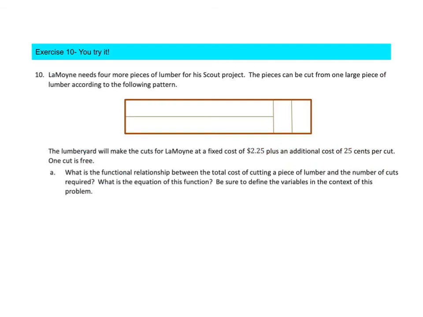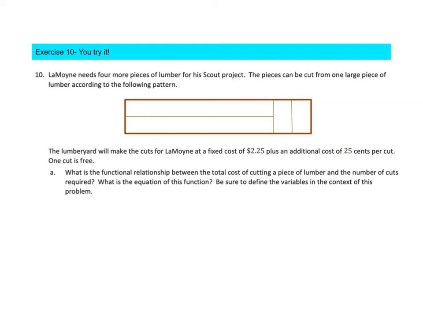All right, here you're going to start to try this out a little bit. We have a new situation. It says, Lemoyne needs 4 more pieces of lumber for his scout project. The pieces can be cut from one large piece of lumber according to the following pattern. So you can see those little cuts there. He's going to need to make 3 cuts. The lumberyard will make the cuts for him at a fixed cost of $2.25 plus an additional cost of 25 cents per cut. One cut is free.